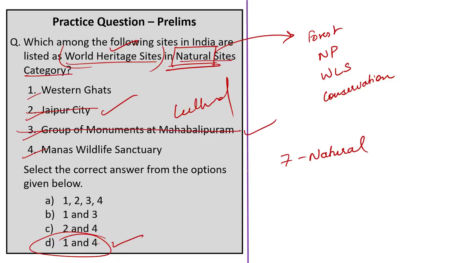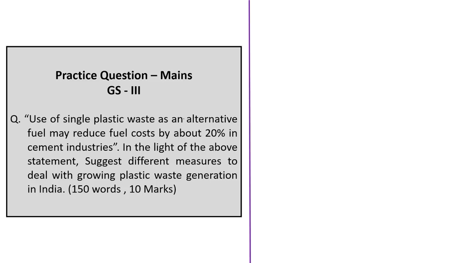Now let us see one mains question based on GS3. Use of single-use plastic waste as an alternative fuel may reduce fuel costs by about 20% in cement industries. In the light of the above statement, suggest different measures to deal with growing plastic waste generation in India. Now to answer this question, you can begin by giving justification to the statement that is given here. You can say that based on research reports and also based on international case study, it was estimated that about 20% of fuel cost can be saved if plastic waste is used as an alternative source.